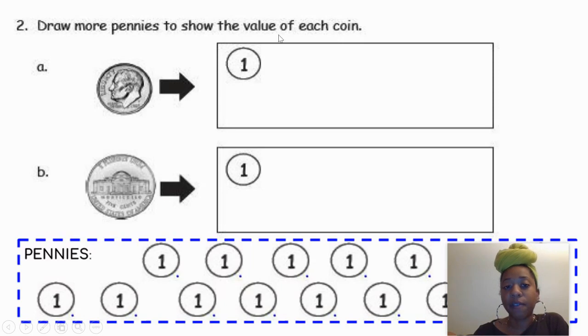Draw more pennies to show the value of each coin. The circle with the 1 in the middle represents a penny. What does it represent? A penny. So you're going to draw more pennies to show the value of the coins that you see on A and on B. Remember, think about the value first and then draw more to show the value.